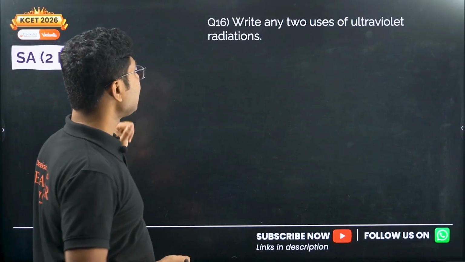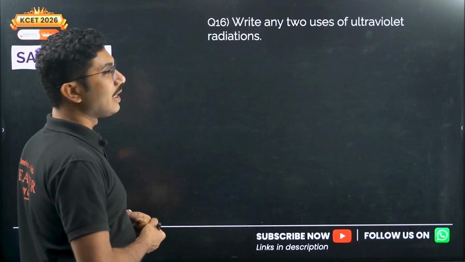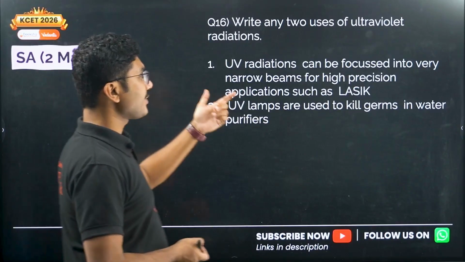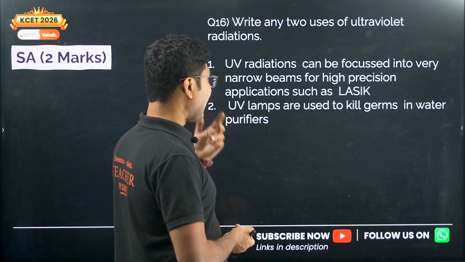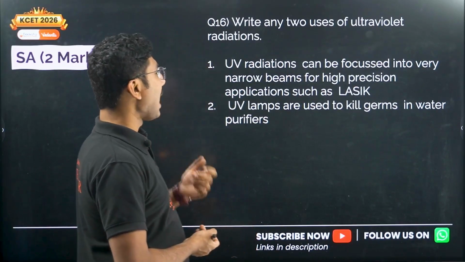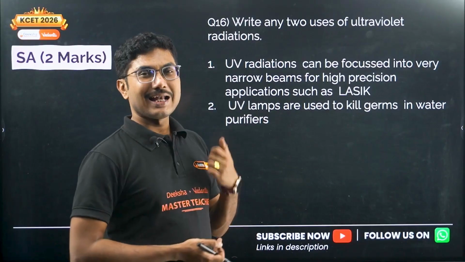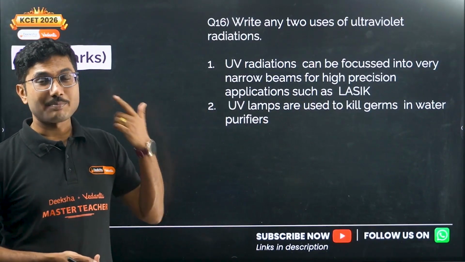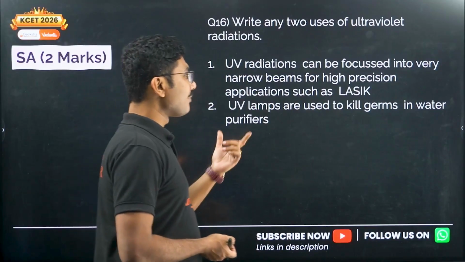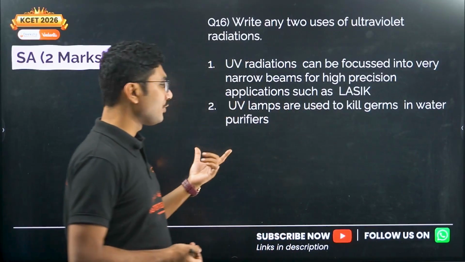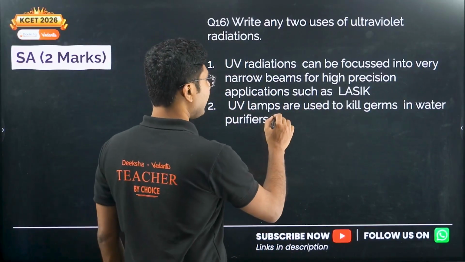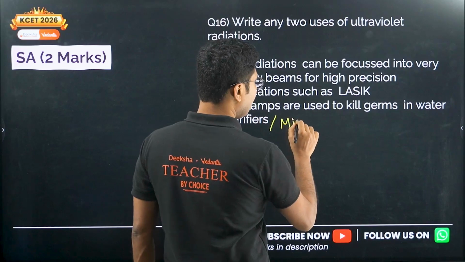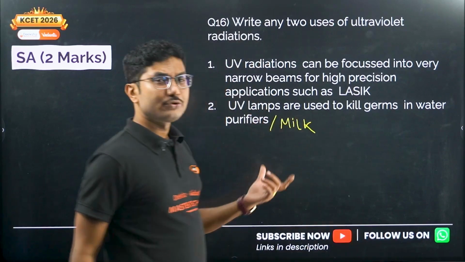Next, write any two uses of ultraviolet radiations. UV radiations can be focused to very narrow beams for high precision applications such as LASIK. LASIK is the operation of your eye, where your refractive power can be corrected. UV lamps are used to kill germs in water purifiers or also in milk. So it is also used to sterilize milk.